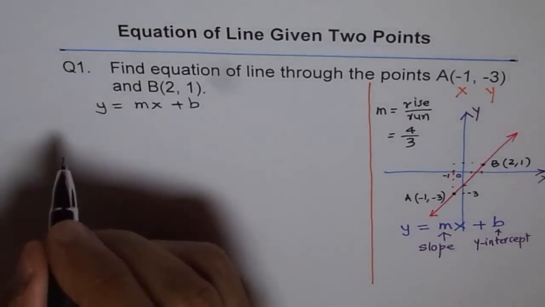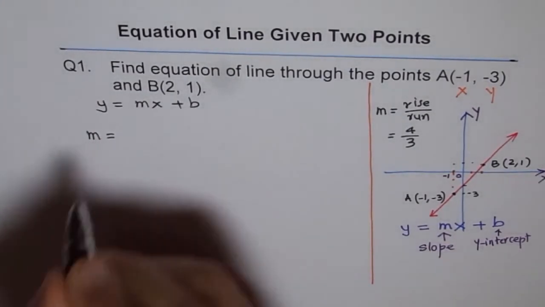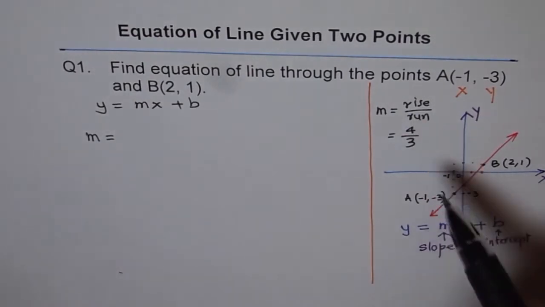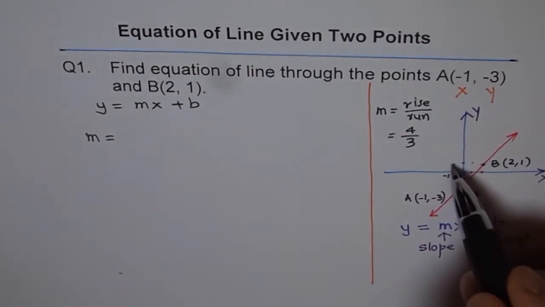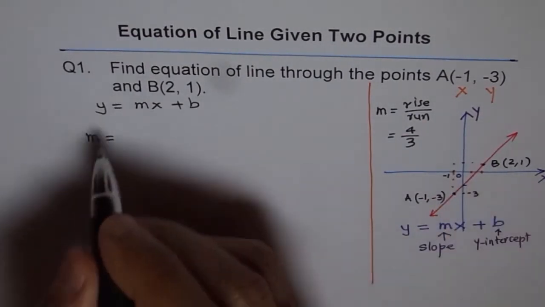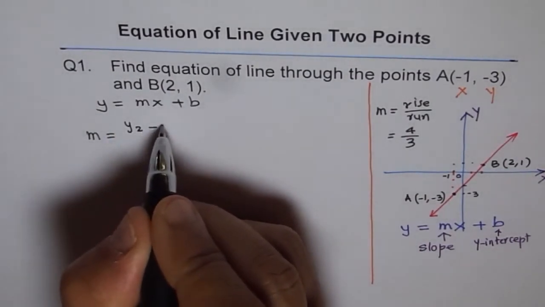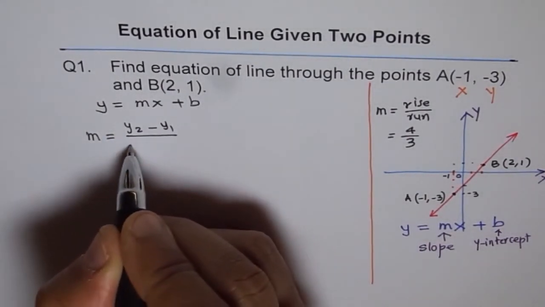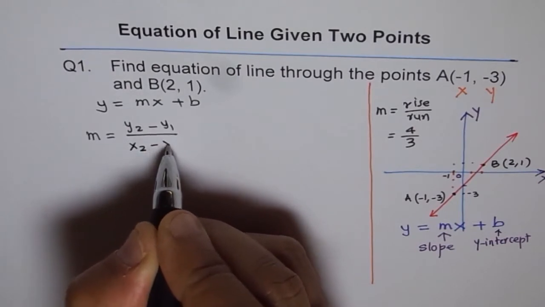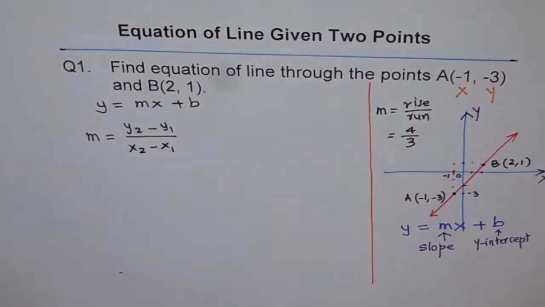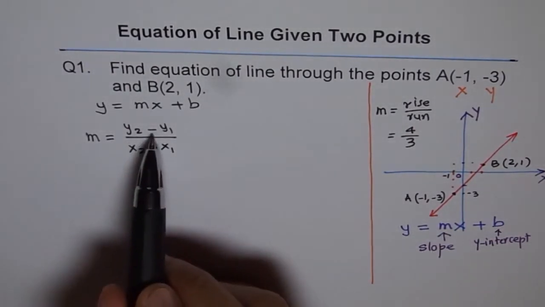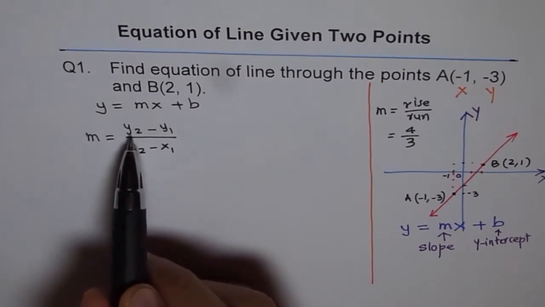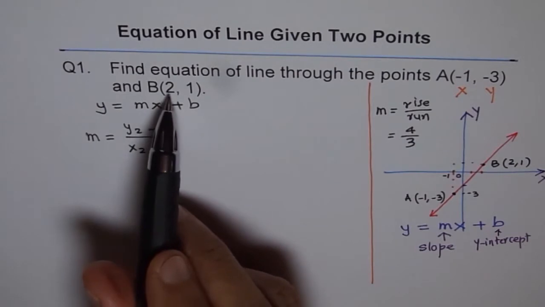So that is m. So m, slope, is equal to rise over run. As you saw, rise is the change in y value, right? So we say y2 minus y1 over x2 minus x1. Now, when I write y2 and y1, I'm writing them as subscripts so that I know this y value is associated with my second point, right?